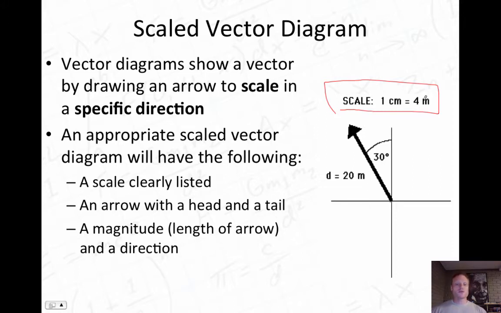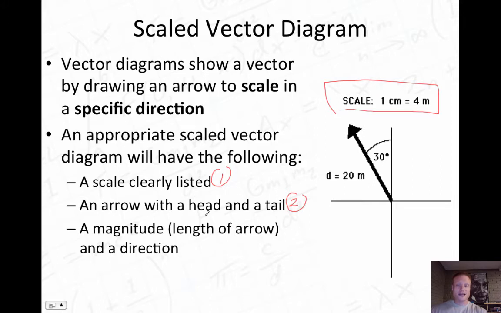So an appropriate scaled vector diagram will have the following. A scale clearly listed, so there it is. An arrow with a head and a tail, which is also known as a vector. So this big bold arrow with a head and a tail, which I'll talk about the anatomy of a vector in just a second, should be drawn, and a magnitude and a direction.